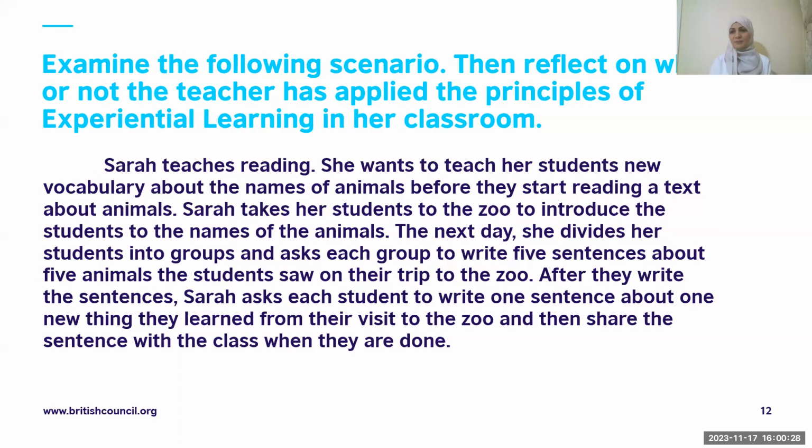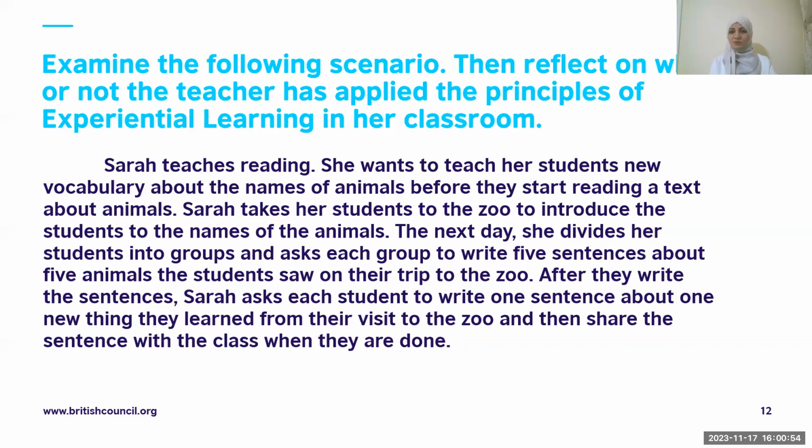When I started at the beginning, I said that people learn in the real world with other people. So they affect each other, they collaborate. We don't learn in a vacuum. People learn from other people and they learn with other people. And this is a very important aspect of experiential learning theory. So let's continue looking at the scenario.